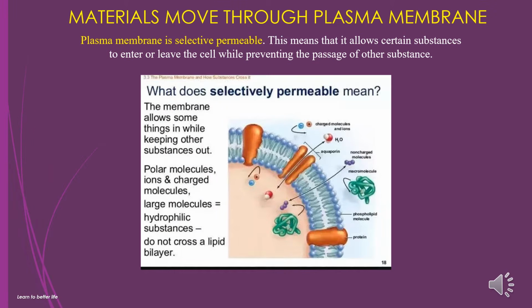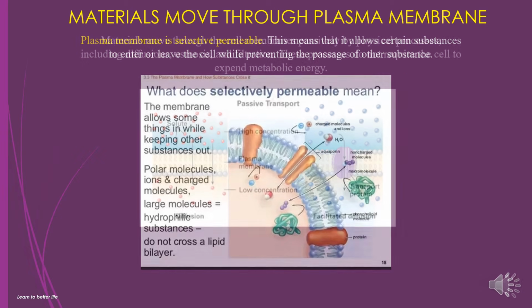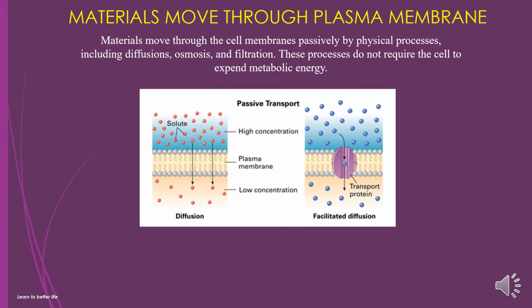Materials move through the plasma membrane. The plasma membrane is selectively permeable. This means that it allows certain substances to enter or leave the cell while preventing the passage of other substances. Materials move through the cell membranes passively by physical processes, including diffusion, osmosis, and filtration. These processes do not require the cell to expend metabolic energy.